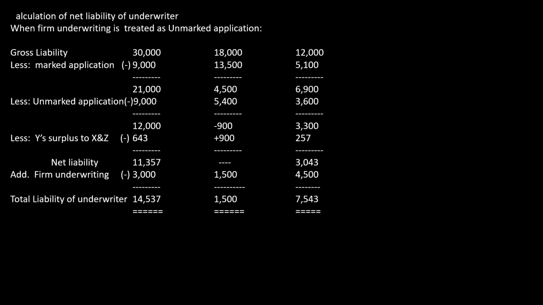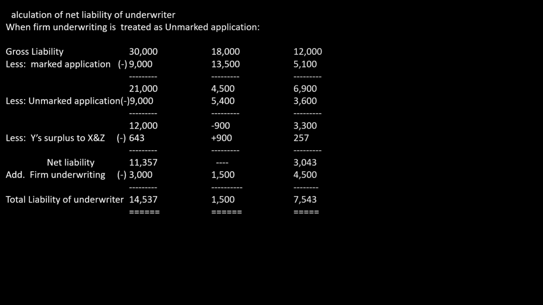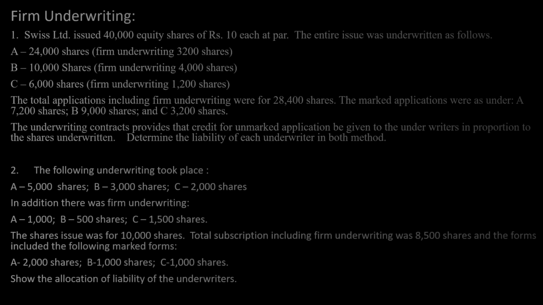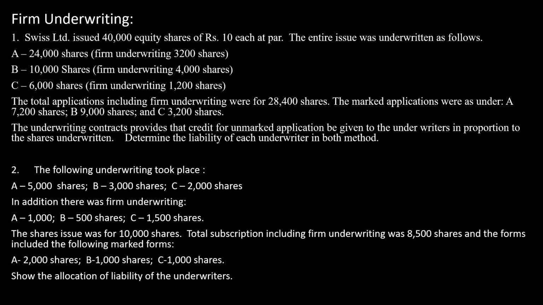After finding the net liability, you will add back your firm underwriting, so that after adding the firm underwriting, that will be the real total net liability of the underwriter. So that is the logic here for firm underwriting. Any doubt? No. That's it. These are sums where you can work out the same for firm underwriting sums. Okay, next.